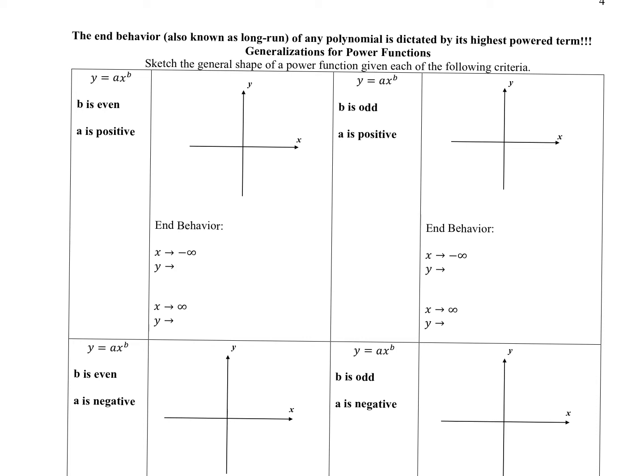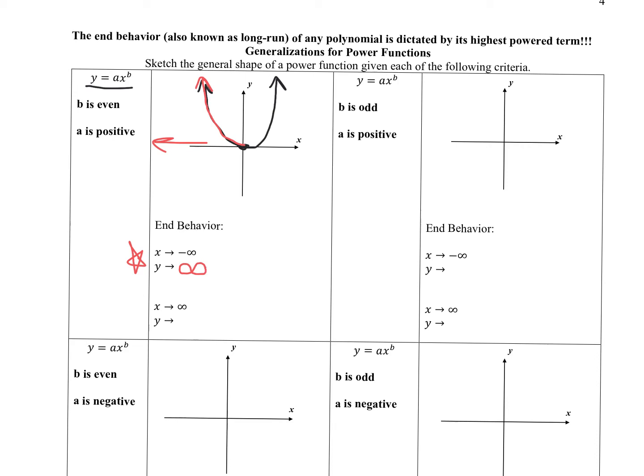So here we have our general form of a power function, y equals a times x to the b. If b is even, so even exponent, and the a value is positive, here we're just going to graph what it looks like. So we know it's going to be something like this. It might be wider, it might be narrower, but that's the basic shape. So when we write end behavior, I'm going to start off here with x goes to negative infinity. So this is the negative x direction. Where does y go? This side is pointing up, so y goes to positive infinity. And this is how you write end behavior.